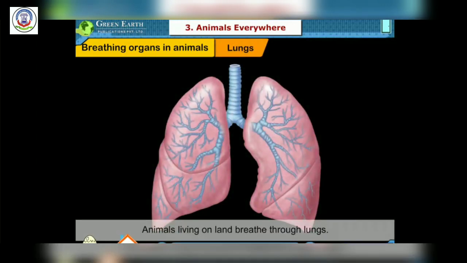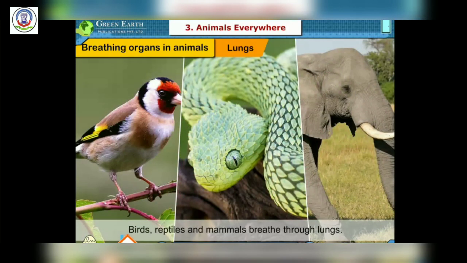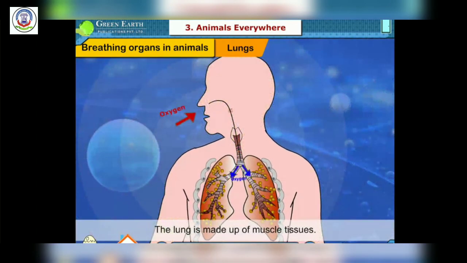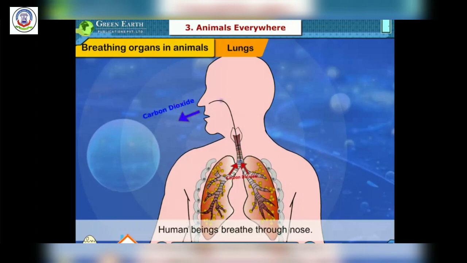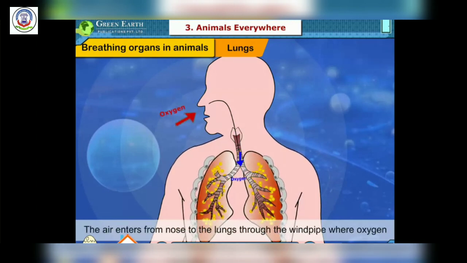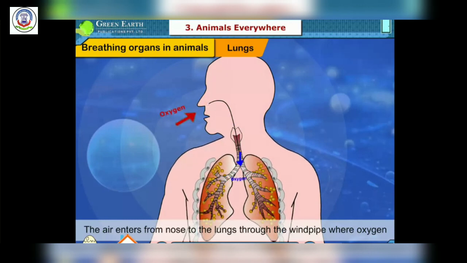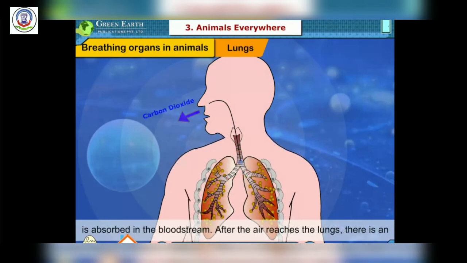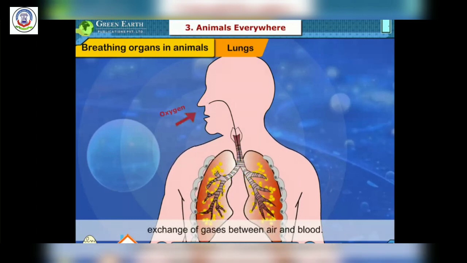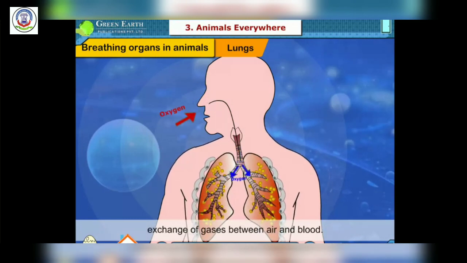Lungs. Animals living on land breathe through lungs. Birds, reptiles and mammals breathe through lungs. The lung is made of muscle tissues. Human beings breathe through nose. The air enters from nose to the lungs through the windpipe, where oxygen is absorbed in the bloodstream. After the air reaches the lungs, there is an exchange of gases between air and blood.